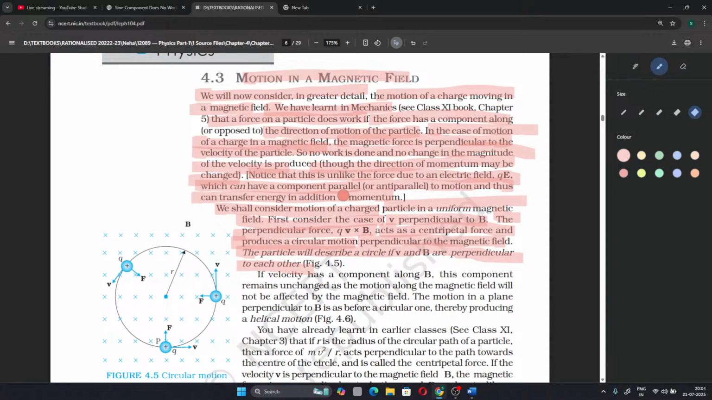Notice that this is unlike the force due to an electric field, QE, which can have a component parallel or anti-parallel to motion and thus can transfer energy in addition to momentum. We shall consider motion of a charged particle in a uniform magnetic field. First, consider the case of velocity perpendicular to the magnetic field B.